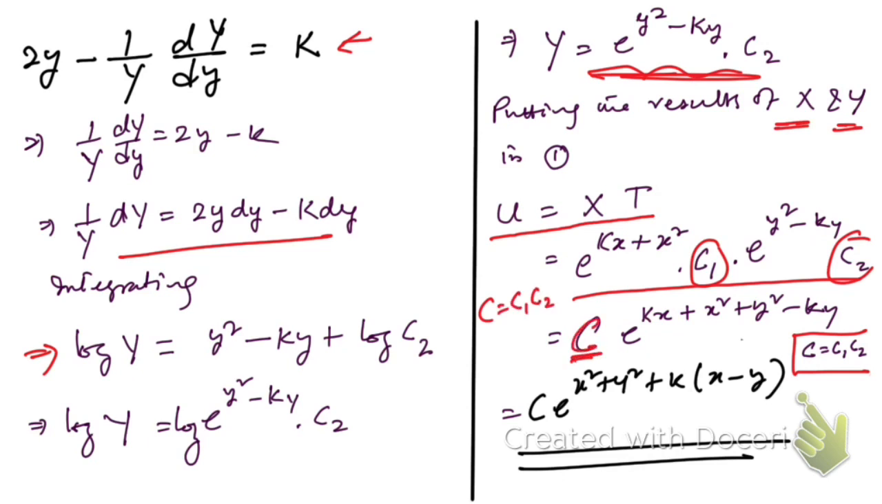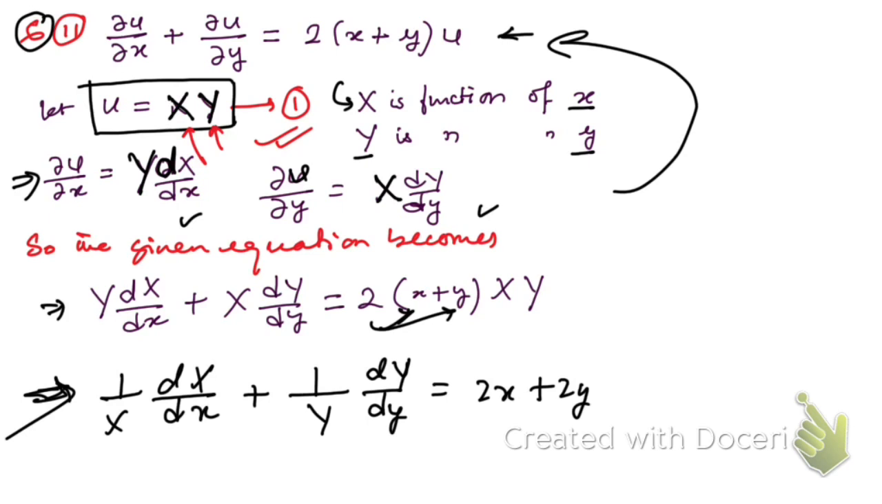Now c1 and c2 I have written here as a capital C, instead of using these two constants. The product of these two I have taken as capital C, and e to the power kx plus x square into e to the power y square minus ky. If you multiply these two, then you're going to get e to the power kx plus x square plus y square minus ky. Then from here you can take k common from these two terms, kx and ky. We have got k into x minus y, and here we have got x square plus y square. This is the result, right? This is the solution of this equation 6.2, right?